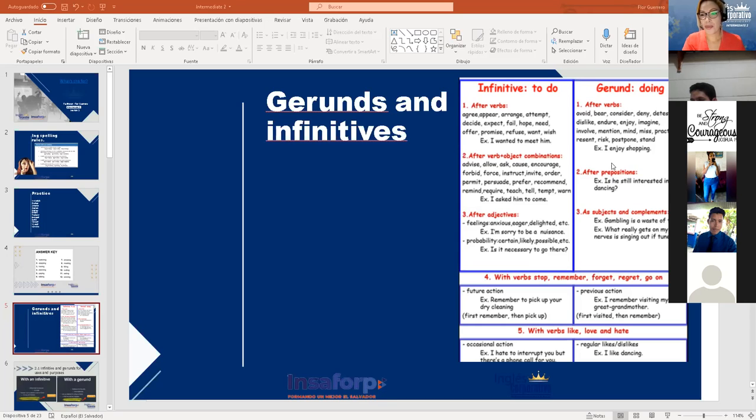Okay, so after prepositions, I volunteer to read. Yes, thank you. After preposition, example, is he still interested in dancing? Okay, thank you so much. We discussed that yesterday, right? Remember that after any preposition, in, on, at, for, after prepositions, use gerunds. Questions here? No questions. Can you give more examples, please? Sure.